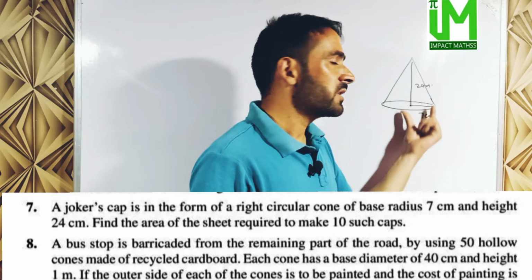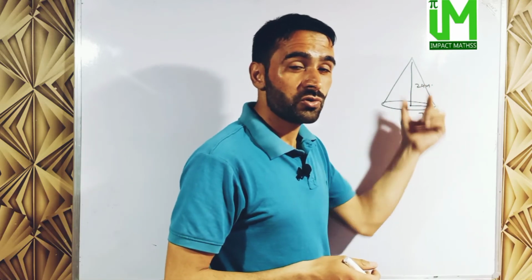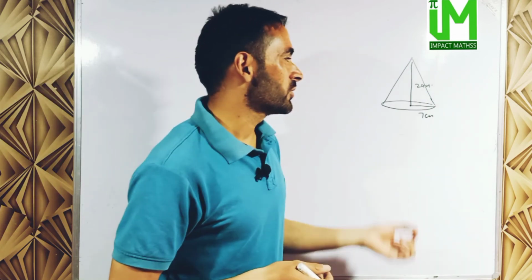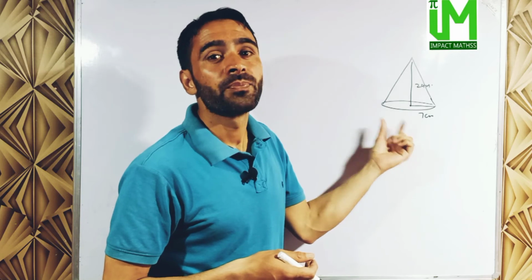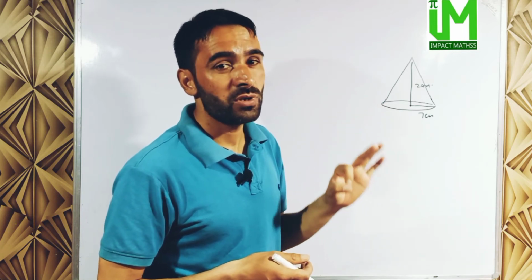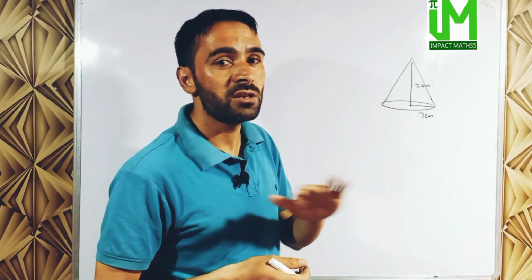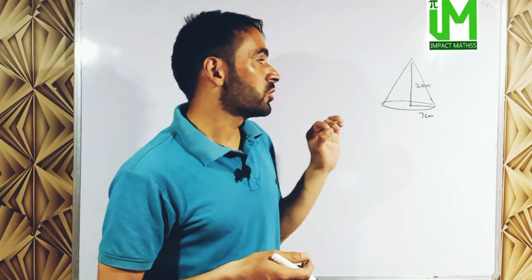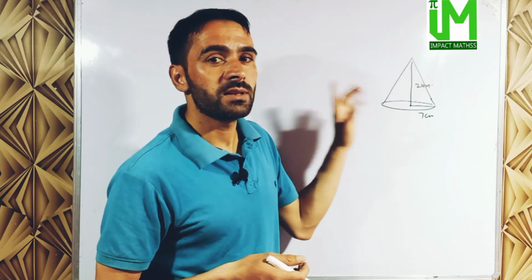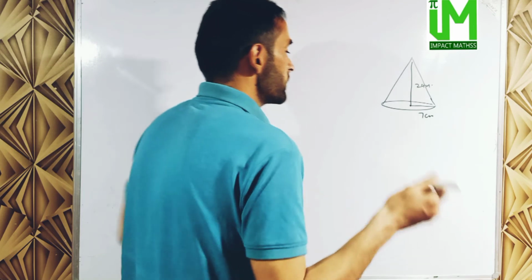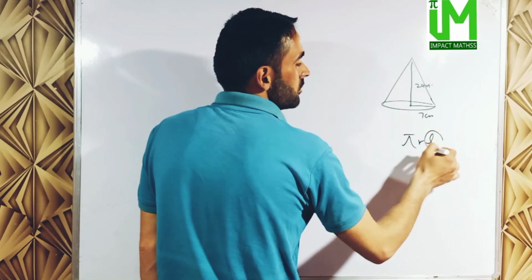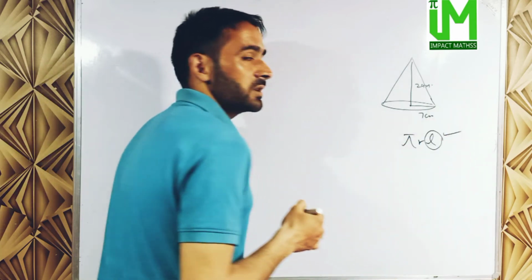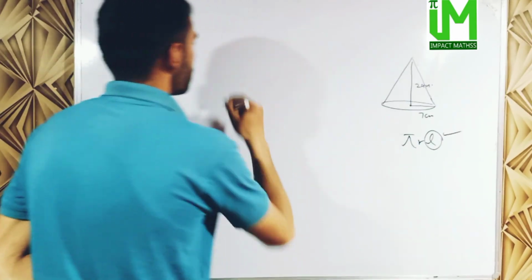The cap has a curved surface, and the circular base is open. So we will not find the total surface area, but the curved surface area. The area of the base has to be ignored, that has to be neglected. The curved surface area formula is pi r l, but we do not have the value of l. First we have to find the value of l, that is the slant height.